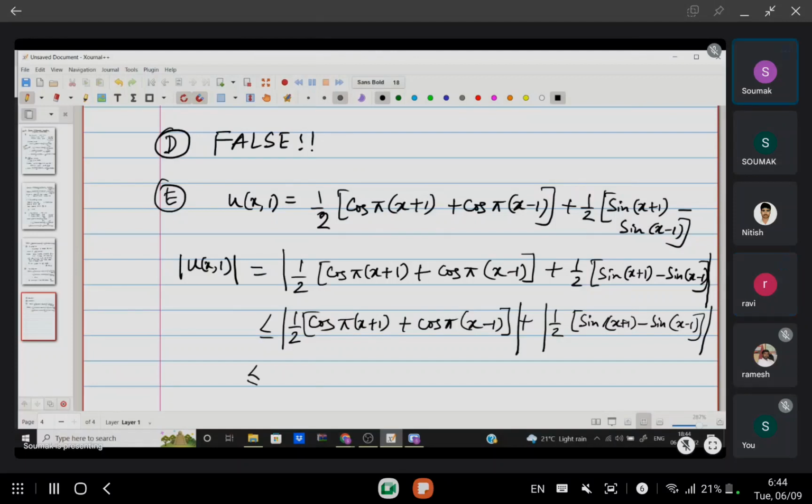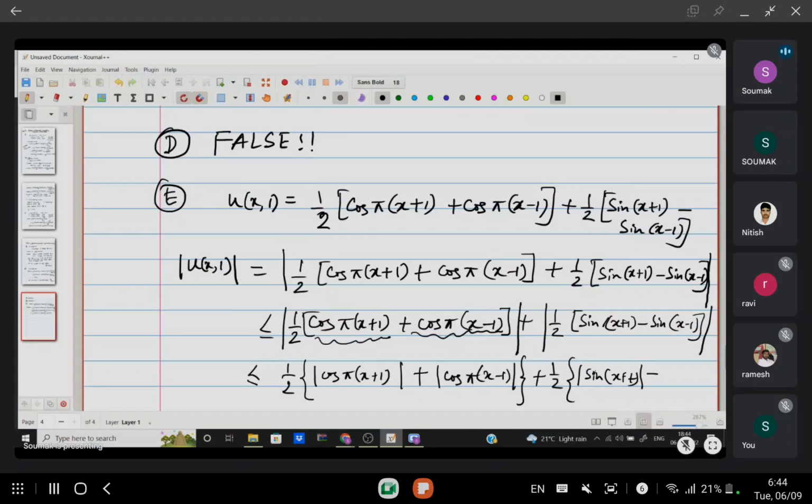Yes, sir, correct, sir. Again I will apply the triangle inequality. Here I consider it as x and here I consider it as y. Then what I will get is, half comes out because half is a positive number. So mod of cos pi x plus 1 plus mod of cos pi x minus 1, and again from this line half of mod of sine x plus 1, and for the other triangle inequality, mod of x minus y is less than or equal to mod x plus mod y or mod x minus mod y.